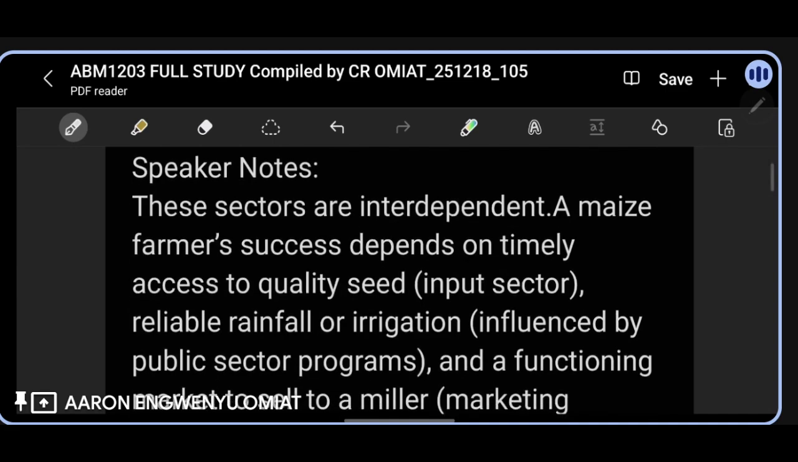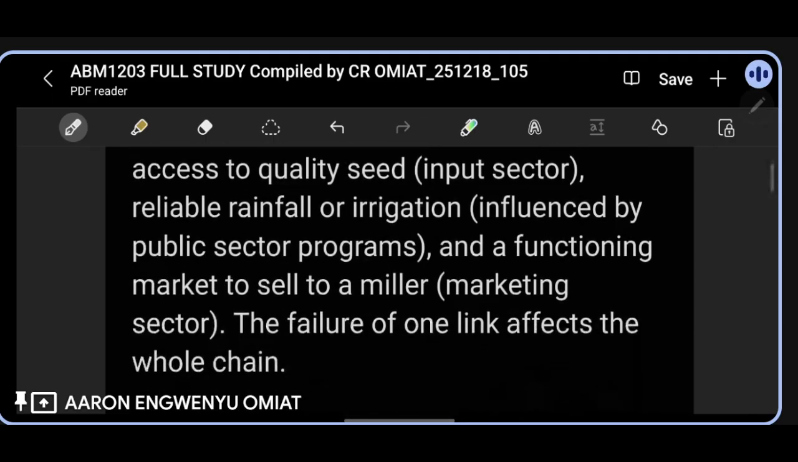These sectors are interdependent. A maize farmer's success depends on timely access to quality inputs, reliable rainfall or irrigation, which is influenced by public sector programs, and a functioning market to sell to a miller. Marketing sector, the failure of one link affects the whole chain. So these five, we are always going to refer to these five whenever we talk about agribusiness. So by now, you'll put them in your head.